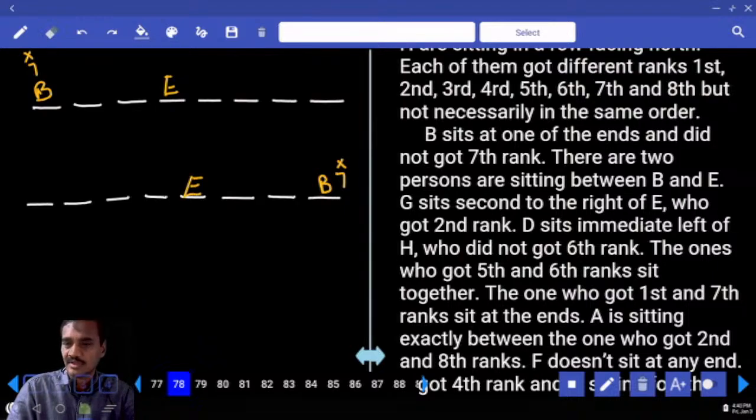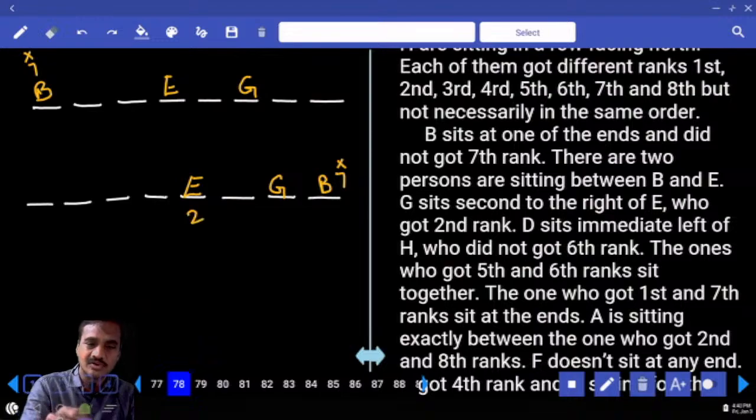And G sits second to the right of E. G is here. Now G is seated second to the right of E, who got the second rank. Now E has got the second rank. Clear? E got the second rank.